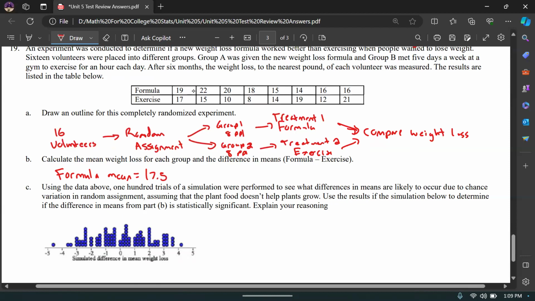And if you do the same thing for the exercise, the average for the exercise values is 14.5. So then the difference, formula minus exercise, is 17.5 minus 14.5, which is 3. So basically the formula group lost 3 pounds more on average than the exercise group.